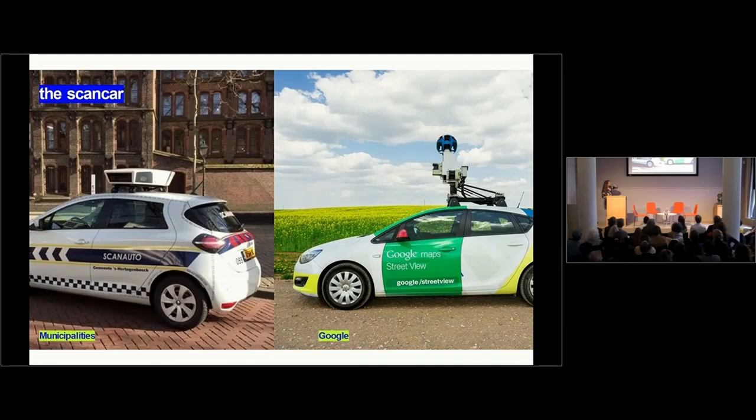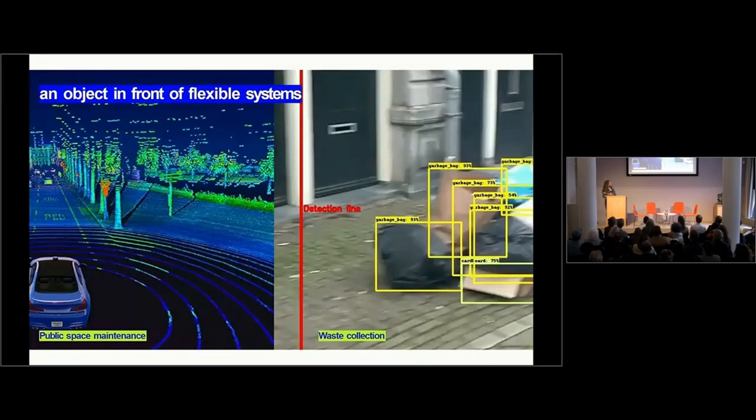And I think it's also interesting to compare the way we communicate what it does. So the Google one really says what it's used for, right? It has an obvious camera. And then it says it's used for Street View, and then it has not really a URL, but kind of, you can Google it. And then the scan car from the city just says scan car. You also can't really see the cameras. It doesn't say parking, it doesn't say law enforcement or something like that. And that is because it's an object, a static object, in front of a flexible system.